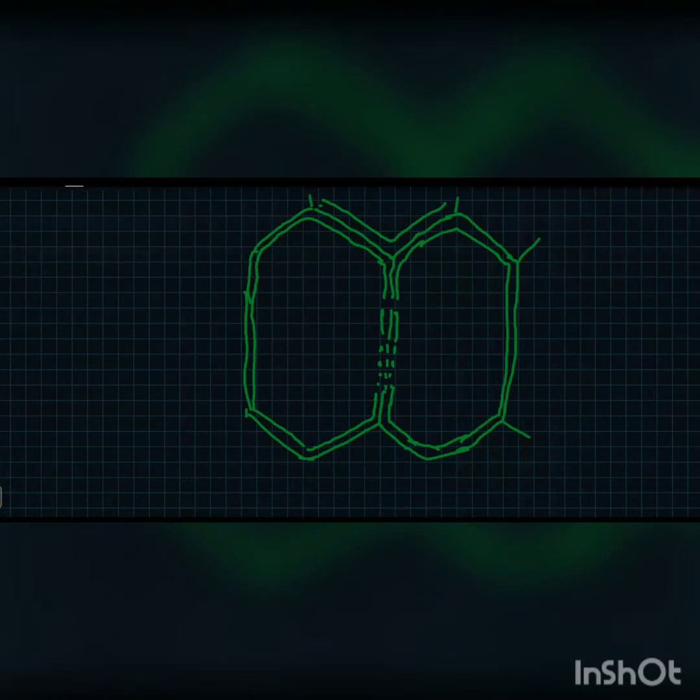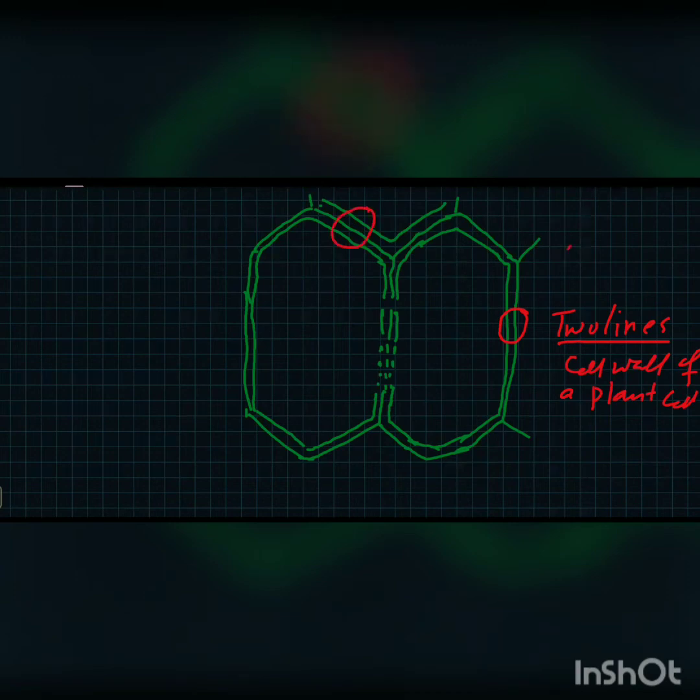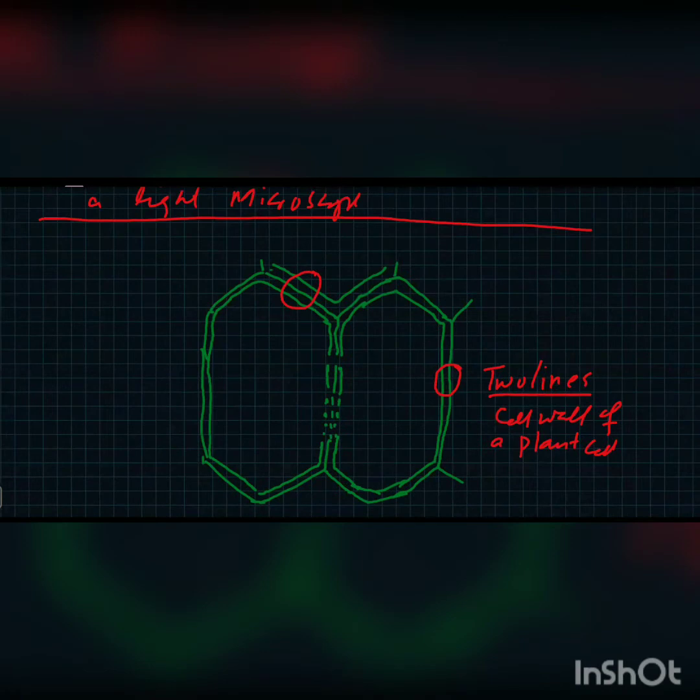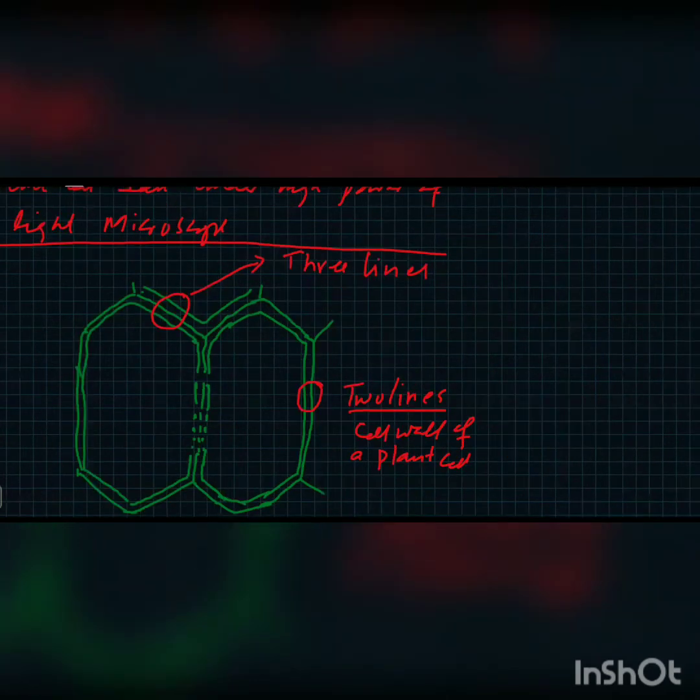Do you see there are two lines here that show the cell wall of a cell, and do you see there are three lines here or three lines here? Why are there three lines here? Three lines where two adjacent cells are shown together. This is important to know when you make diagrams in paper 3.